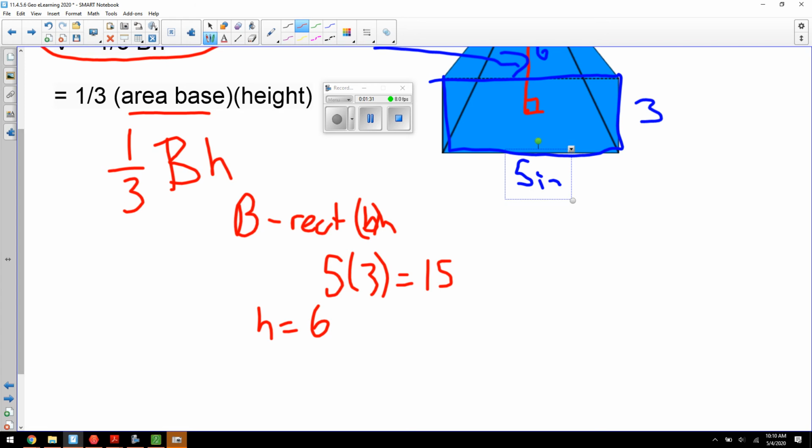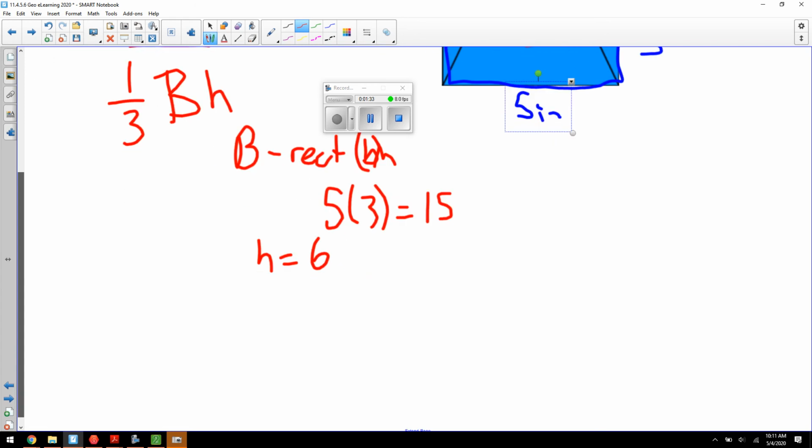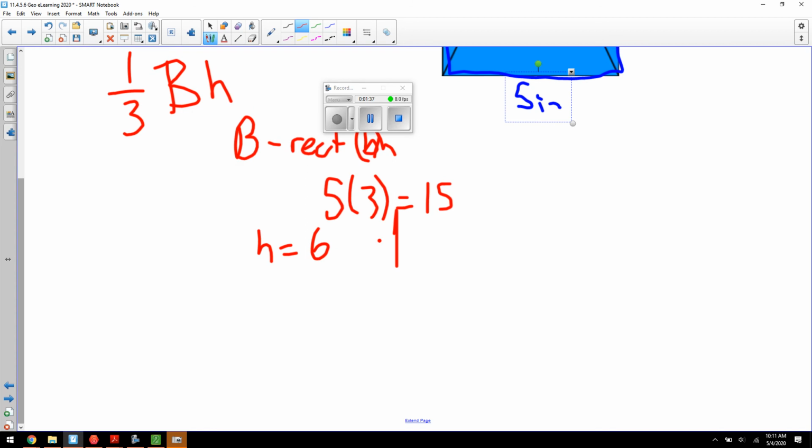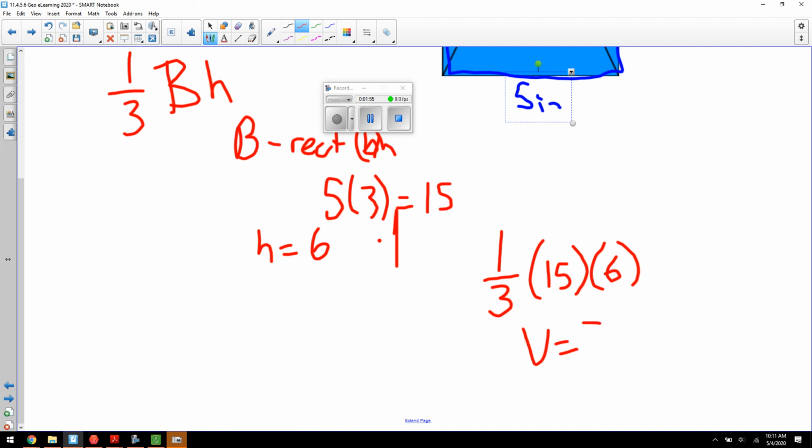So you would put it into the formula. You'd write 1/3 times your big B, which was 15, times the overall height, which was 6. Depending upon what calculator you have, you would just type in with a fraction bar, 1/3 times 15. You'd get 5 times the 6, and you'd wind up with 30. So your overall volume here would be 30 cubic inches, because remember, volumes are always cubed.